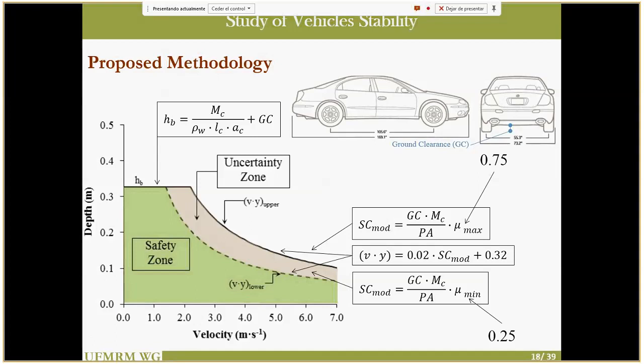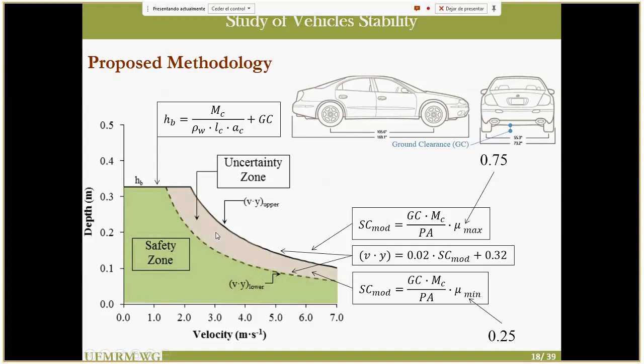Therefore, two stability curves have to be proposed, thereby defining an uncertainty zone here in gray color, where the vehicle's stability depends on the terrain where the vehicle is located, the tires, material, and its maintenance, or in other words, the friction coefficient value. Okay, although we can assure its stability for hydrodynamic variables below the lower stability curve, the green color that you can see here. This is the safety zone.